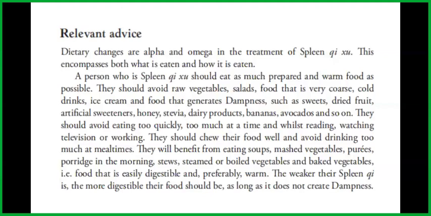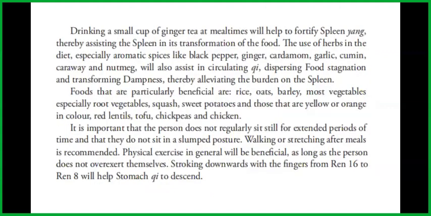They will benefit from eating soups, mashed vegetables, purees, porridge in the morning, stews, steamed or boiled vegetables, and baked vegetables. That is food that is easily digestible and preferably warm. The weaker their spleen Qi is, the more digestible their food should be, as long as it does not create dampness. Drinking a small cup of ginger tea at mealtimes will help to fortify spleen yang, thereby assisting the spleen in its transformation of the food.